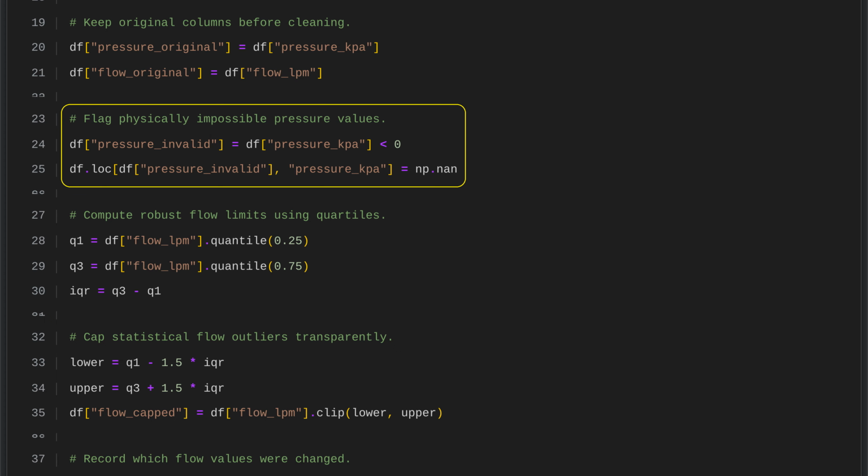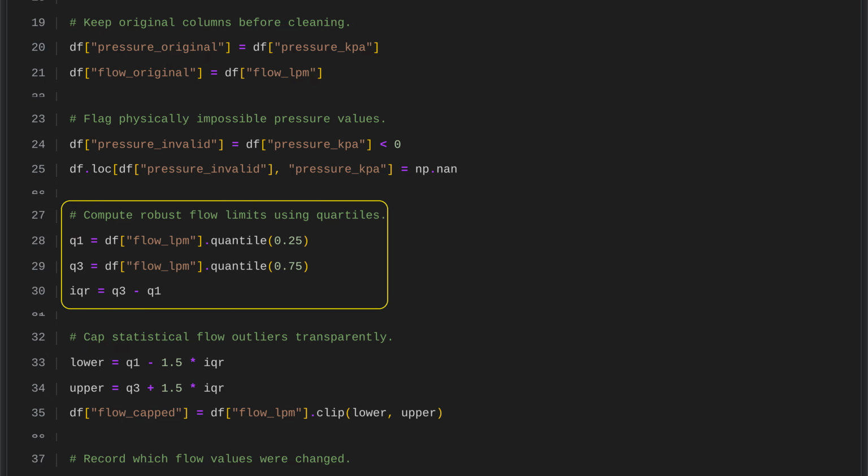Pressure readings below zero are treated as physically impossible and marked as invalid. Those invalid values are then replaced with not a number, so they are clearly flagged and excluded from later analysis. This helps protect the integrity of the dataset.